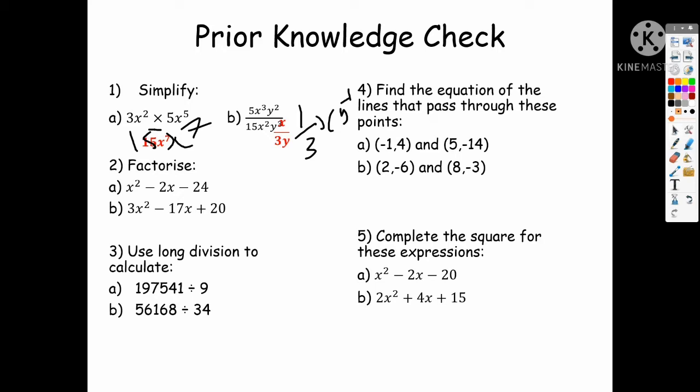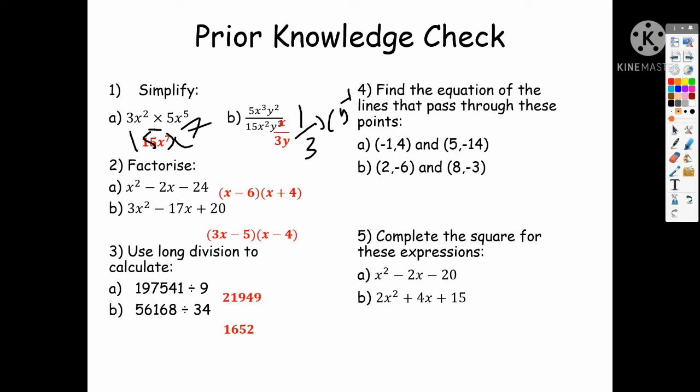It's just a little bit more messy doing it that way. Then factorising these two quadratics, we should know how to factorise quadratics from GCSE. We get x minus 6 times x plus 4, and 3x minus 5 and x minus 4. I'm not going to go through how to do these because you should know them from previous topics. Then using long division, you have to use long division. If you use short division on your calculator, I won't give you the mark. So you should have 21949 and 1652.